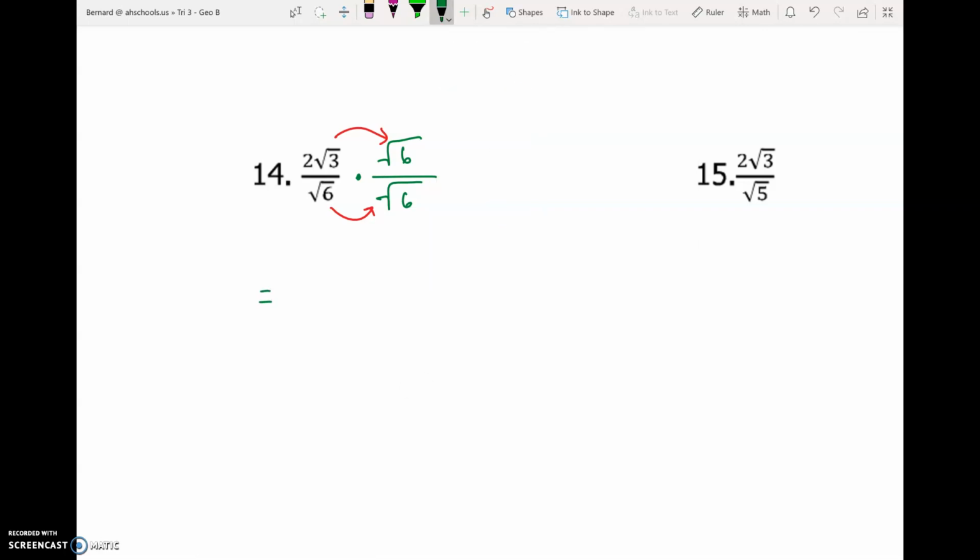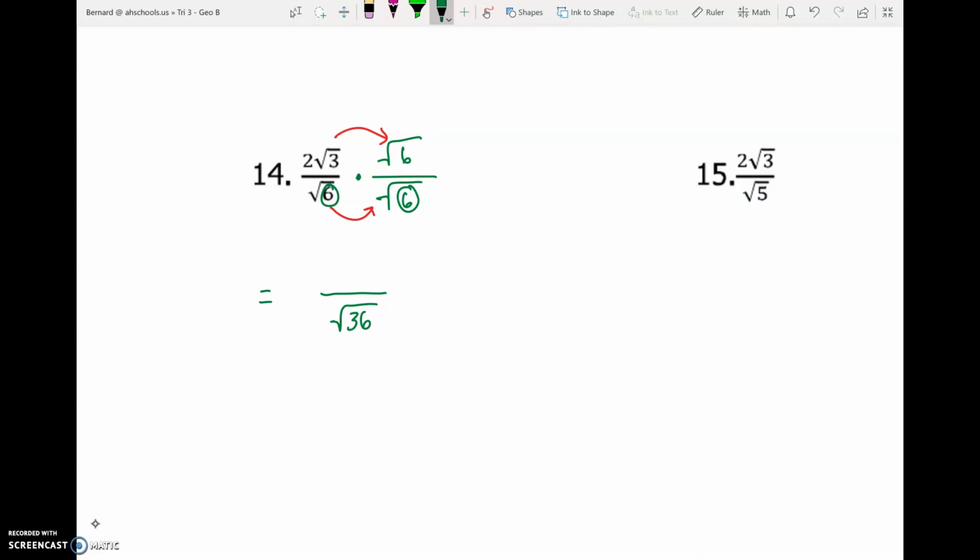And so let's move down and let's talk about the bottom first. The bottom is just like the bottom has become in all sorts of problems like this. We just want to look at the number inside the radical, and we'll multiply them together, and then that number will stay under the radical. So 6 times 6 is 36, but since it was square root of 6 times square root of 6, it's going to be square root of 36.